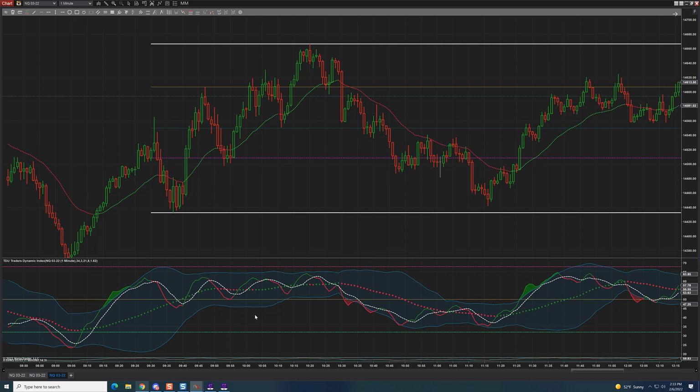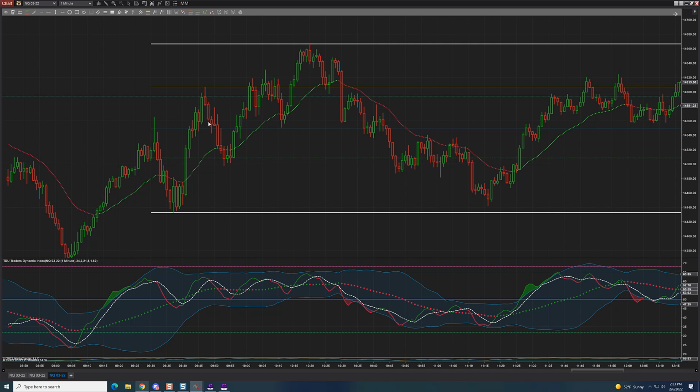Now as we look down to the TDI, what's important to recognize here is that everything within this is a derivative of price. So while we do have a traditional RSI in this colored line here where you see it go from green to red, that's the RSI. The white line is a moving average of the RSI. And then the Bollinger Bands are applied to the RSI. So for example, this is a 34 period set of Bollinger Bands applied to the RSI.